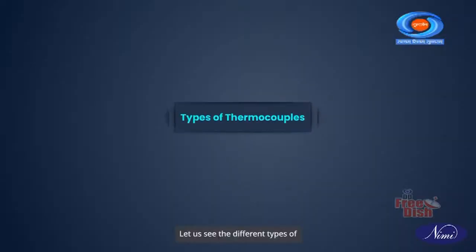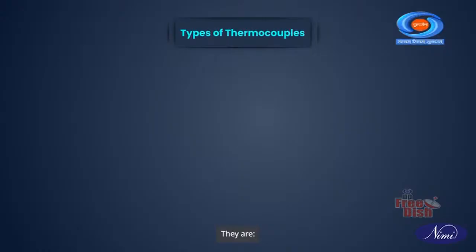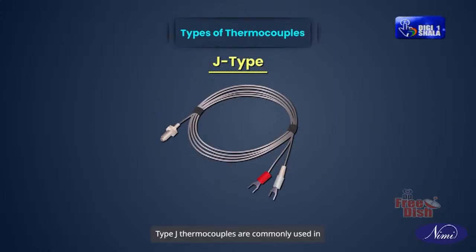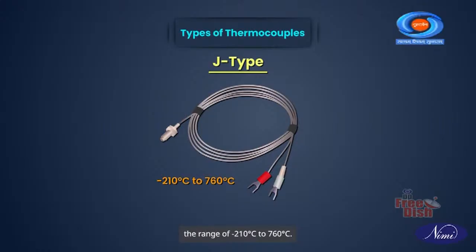Let us see the different types of thermocouples. There are three different types of thermocouples used in process industries. They are Type J, Type K, and Type T. Type J. Type J thermocouples are commonly used in the range of -210 degrees Celsius to 760 degrees Celsius. They are less corrosion resistant than Type K but have a higher sensitivity.